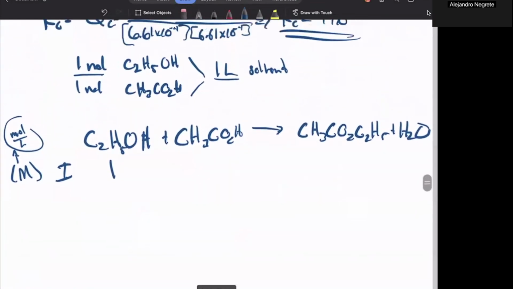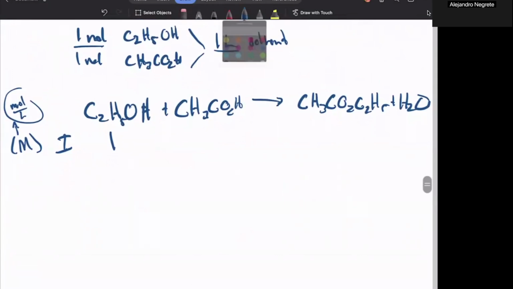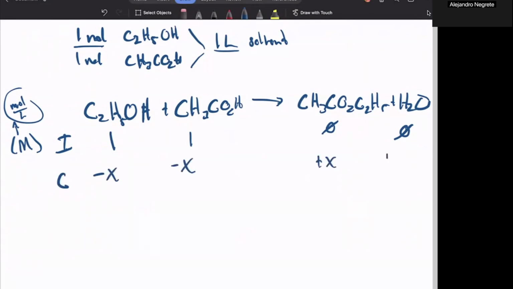So the initial concentration here is just going to be 1. And the concentration for the acetic acid is also going to be 1. The concentration of the products, this is 0 and this is 0 here. Water here is a solute. We're not using it as a solvent, so the solvent is dioxane. The water is a solute, so that concentration is going to be affected. Okay, so what is our change here? Our change is going to be -x, plus x, and plus x.